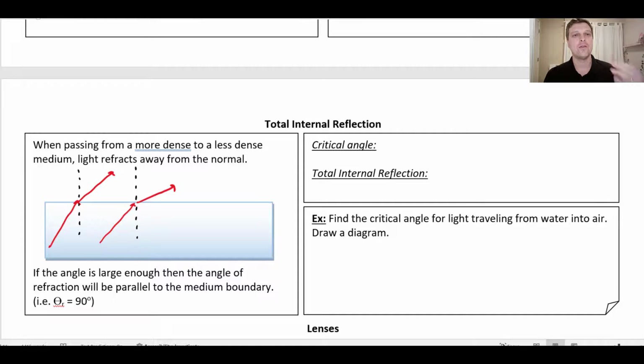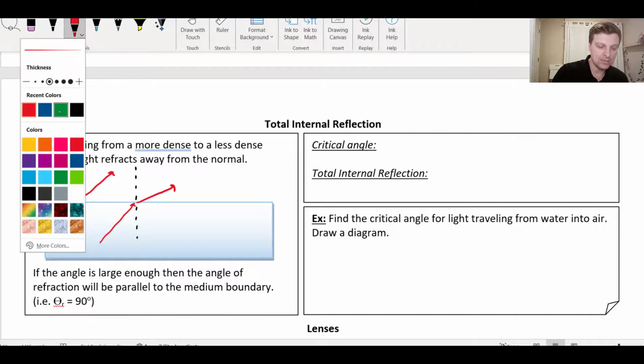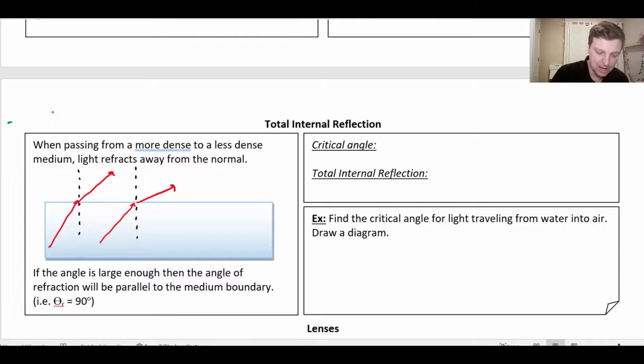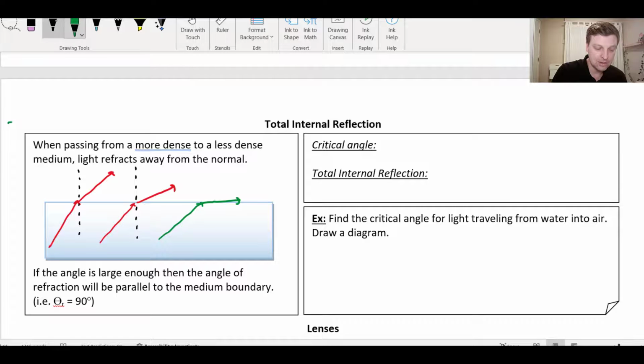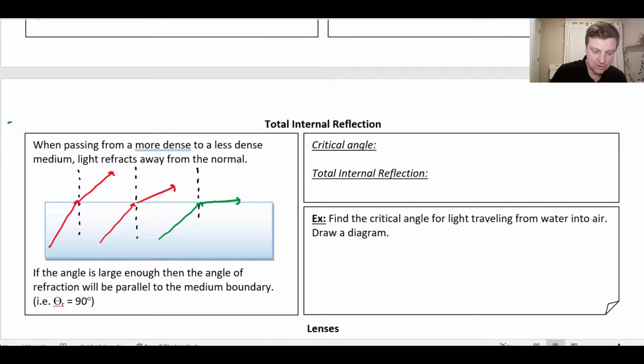Since the refracted angle is larger than the incident angle, there would be some point that I could go to where the refracted angle is going to be 90 degrees, right? You could have some magic angle that if you go in at just the right angle here, it refracts at 90 degrees right along the surface. And then the question is, well, what if you go past that point?